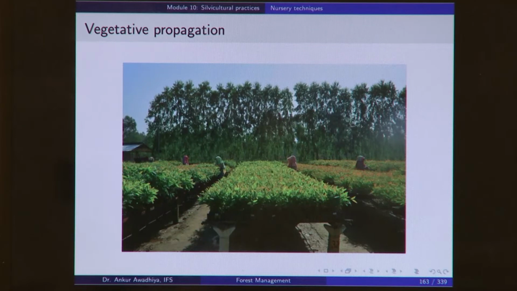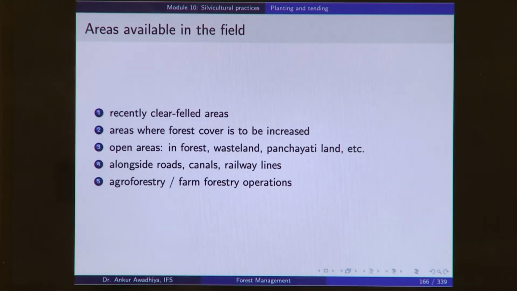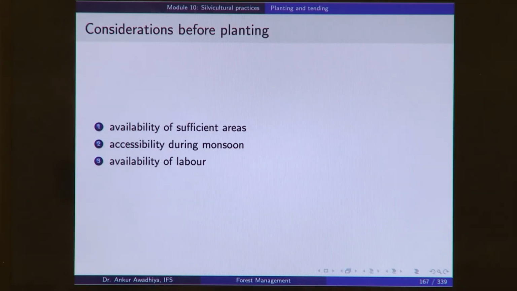Next, we looked at planting and tending. Areas that are available in the field include recently clear-felled areas, areas where forest cover is to be increased, open areas whether in forest or in wasteland or in panchayati land, alongside roads, canals, railway lines, and in agroforestry and farm forestry operations. What are the considerations? There should be sufficient area available so that you can put up a sufficient amount of work. The area should be accessible during monsoons and labor should be easily available.